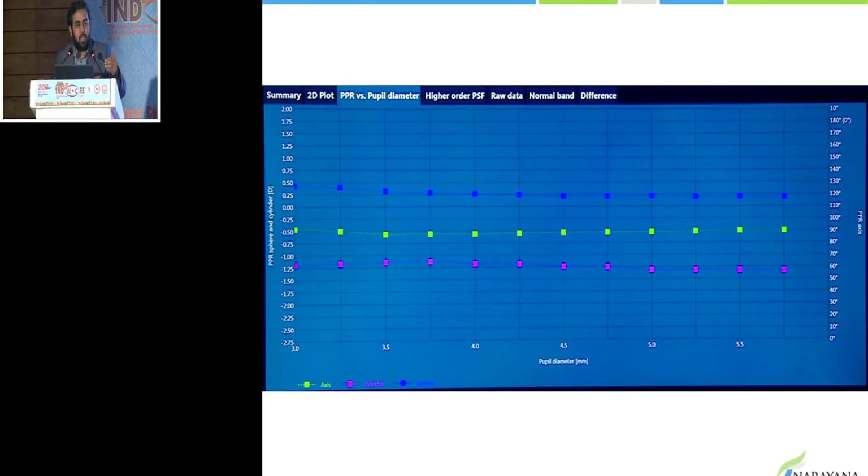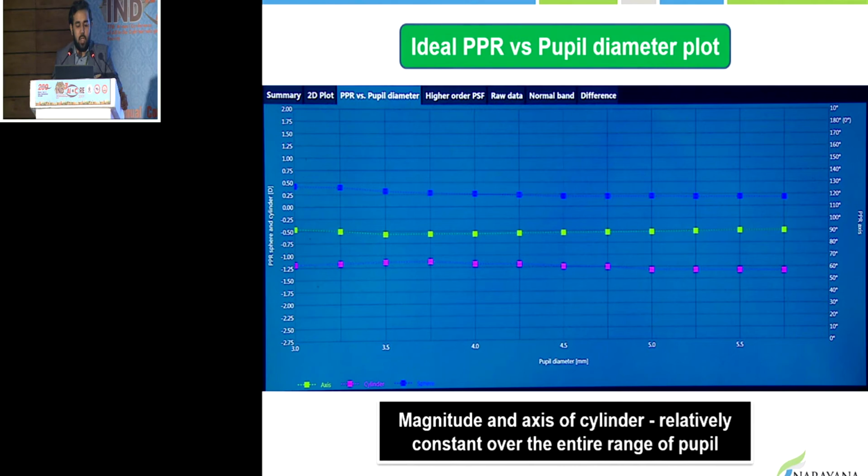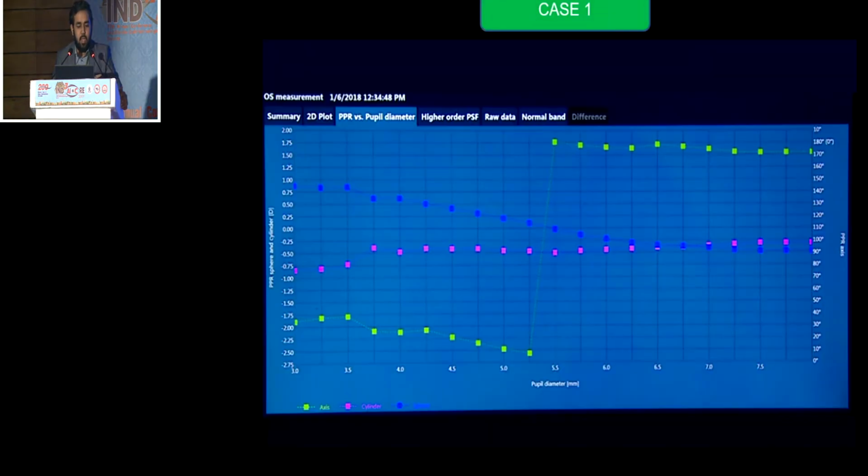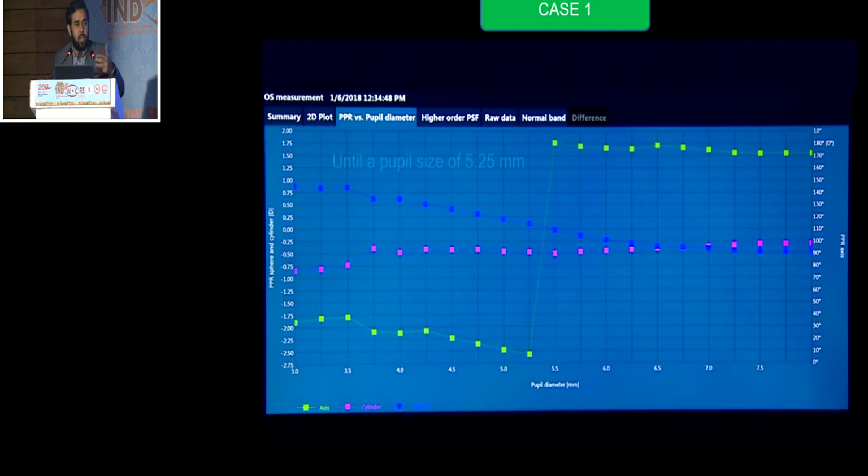So to assess the pupil-related quality of vision, there is another method apart from the point spread function, which is how the phoropter-related refraction changes over pupil size. Here you can see on the x-axis the ranges of pupil size, and on the y-axis how the refraction changes with the pupil size. If the green line, which is the axis, and the blue line, which is the cylinder, and the purple line are relatively parallel, that means with the change in pupil size, the refraction is more or less similar. But if you look at case 1, with the pupil size there is a significant change in the astigmatism and in the axis.